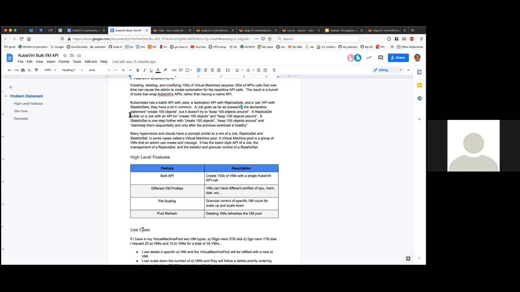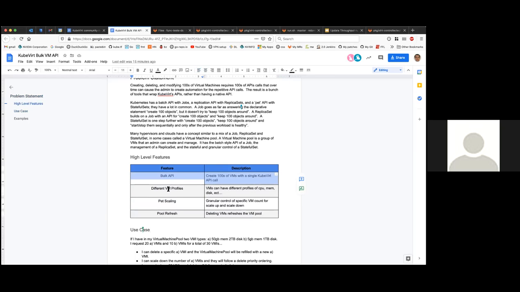And then this idea of pool refresh, which is deleting virtual machines and then having them refresh in the VM pool. This extends the feedback from KubeVirt Summit, which was the idea of a virtual machine pool. I talked about it in the context of a job, which captures the first item, and I've added these three as they fit more into the idea of a pool. Particularly, in the problem statement I talk about how these extend Kubernetes concepts in a different way.